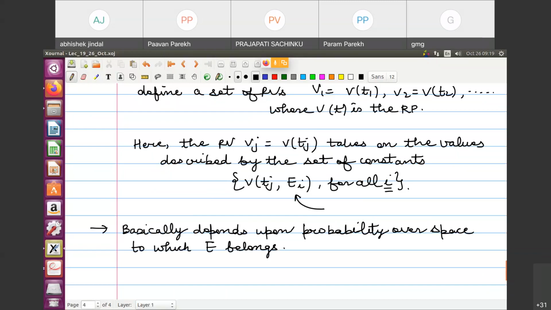Okay, so this should be clear because E itself is a random variable or event. So obviously the value which V of Tj will take will depend on the probability over the space to which E belongs. Okay.